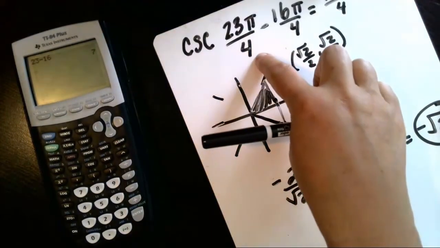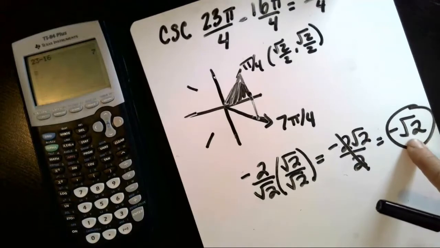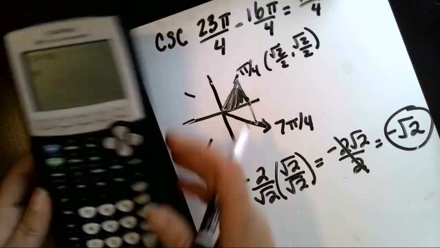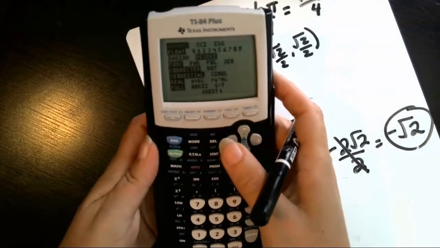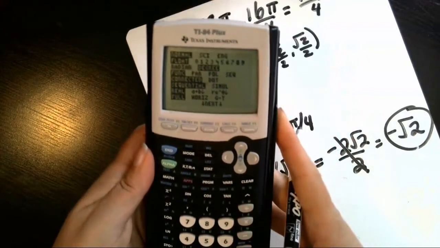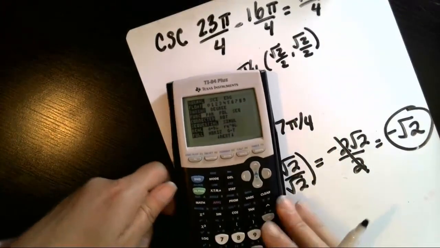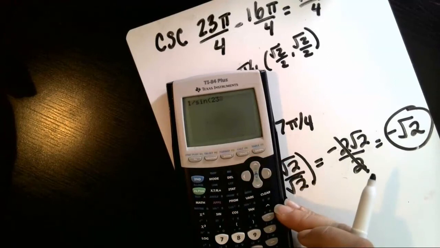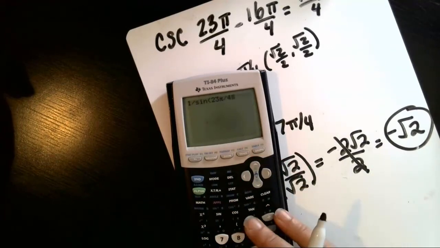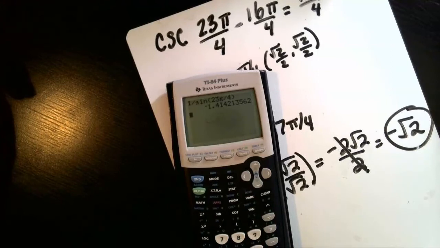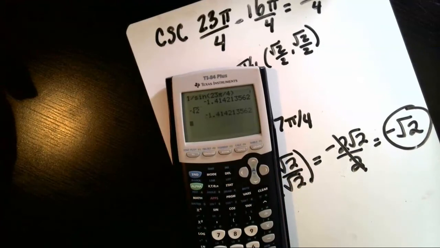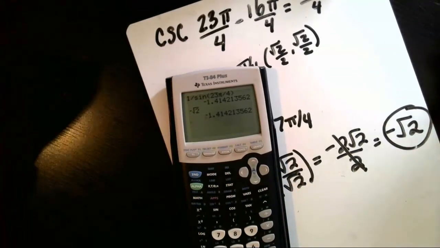So the cosecant of 23 pi over 4 is exactly negative square root of 2. So if we wanted to check that in the calculator, first we would want to be in radian mode. There we go. And then cosecant is the reciprocal of sine, so we'll do 1 divided by the sine of 23 pi over 4 and get a decimal, and then we'll compare that decimal to what we got, which was negative square root of 2, and ta-da, it works. Okay, hope that helps.